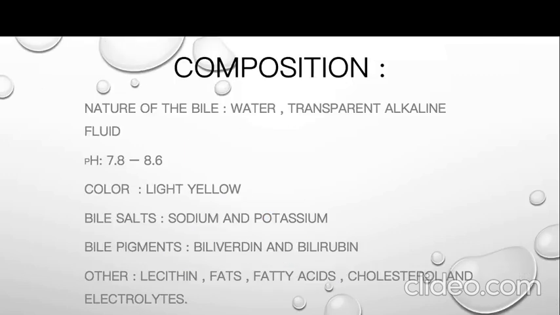The composition of bile consists majorly of water. It's a transparent alkaline fluid whose pH ranges from 7.8 to 8.6, and it is light yellowish in color. Bile salts, sodium and potassium are present in the bile, and bile pigments, namely biliverdin and bilirubin, are seen in the bile. Other molecules, namely lecithin, fats, fatty acids, cholesterol and electrolytes, are also present in the bile.